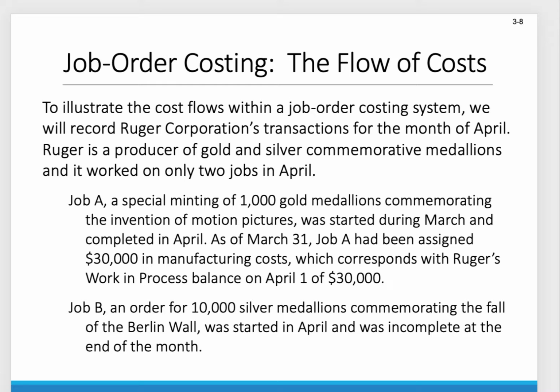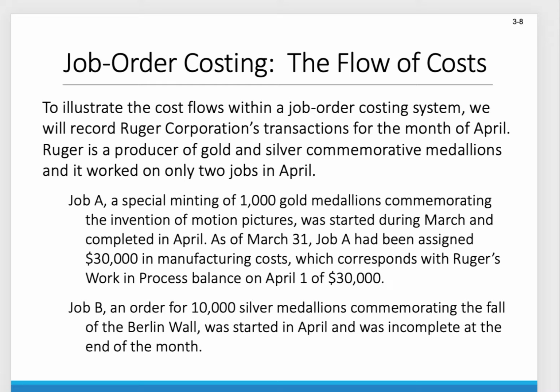Okay, what does that mean? Well, what that means is they've already started working on job A back in March. Okay, so April 1st, we open up the office or the production plant. We walk in, and guess what? We walk over to the bucket of WIP. We look in it, and there's partially completed coins, okay, that have a dollar sign attached to it of 30,000.